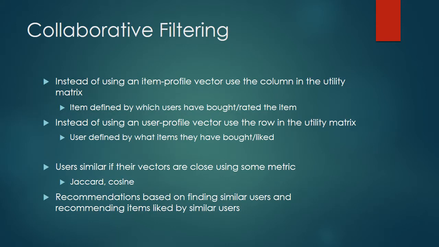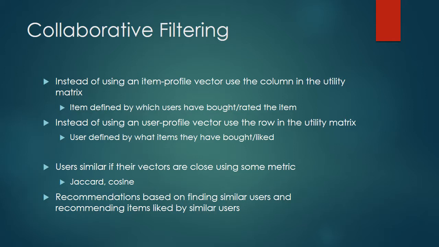Okay, so now let's switch gears and look at collaborative filtering. Just to remind you that instead of using an item profile vector, what we do is use the column of the utility matrix as the feature vector or the profile vector here. So we're not explicitly determining what kind of keywords or tags define a particular item or a user's taste. In terms of the item profile vector, we're just going to use the column, which is basically the item defined by which users have bought or rated that particular item. So these are all the non-zeros.